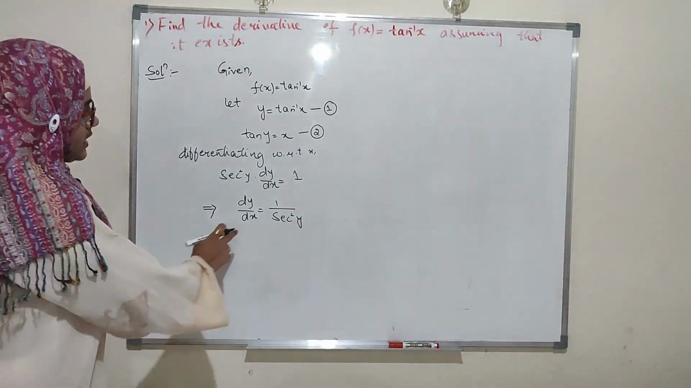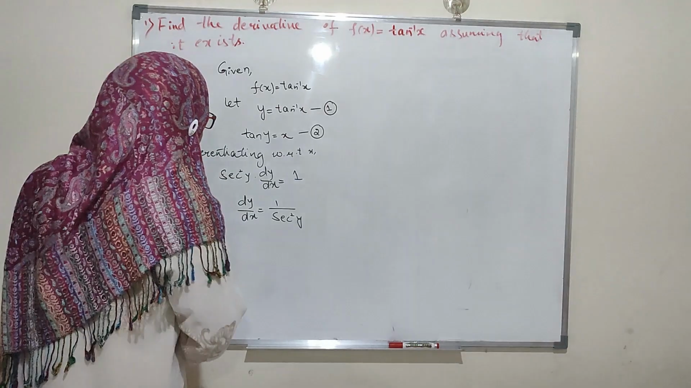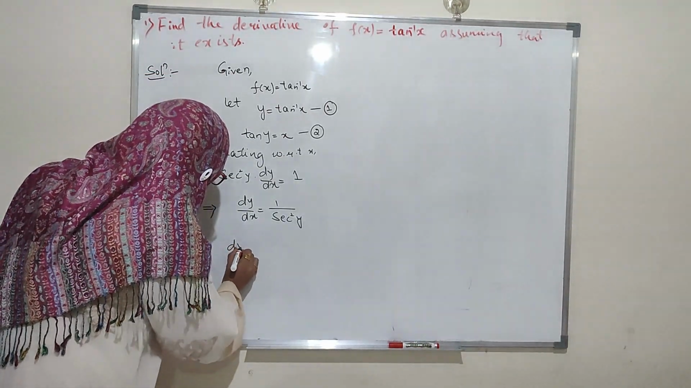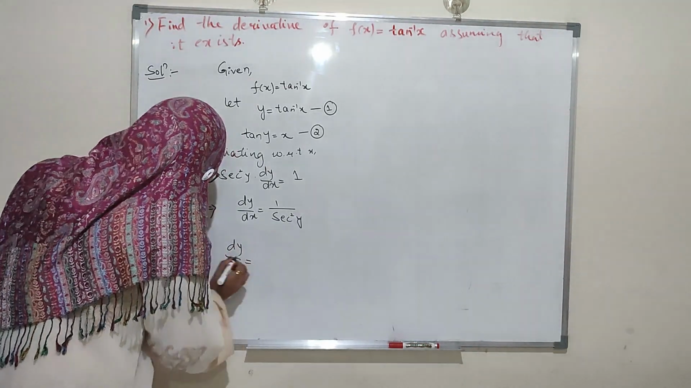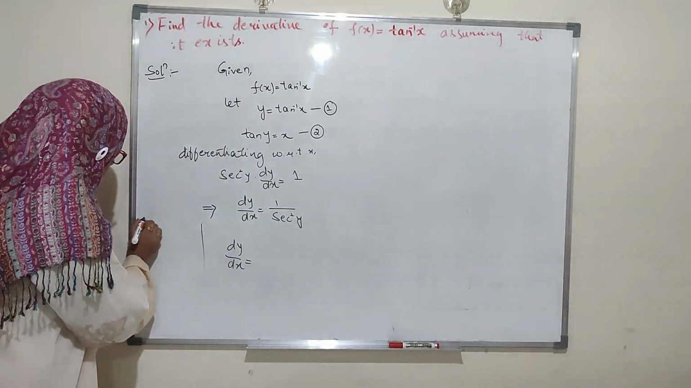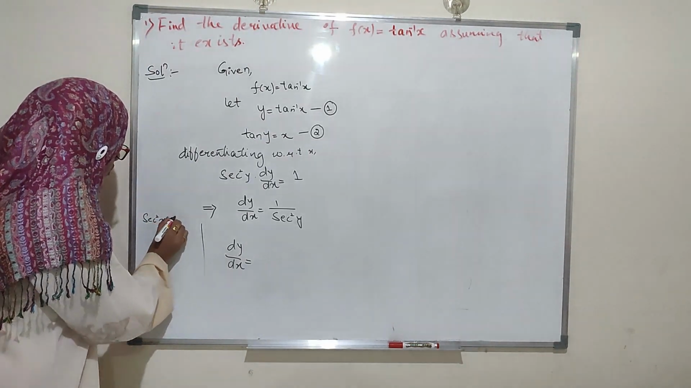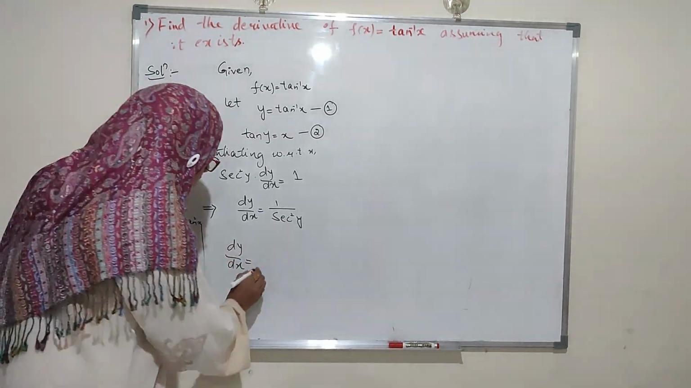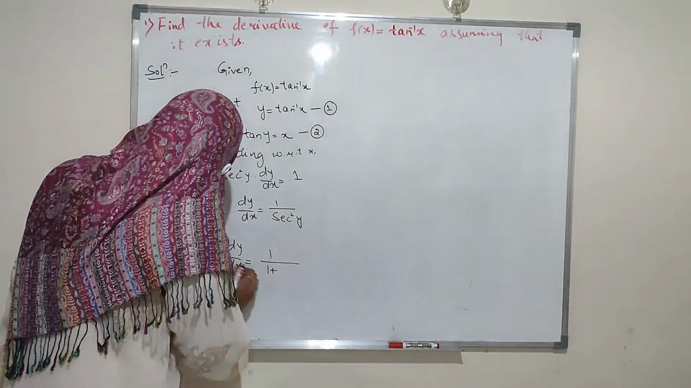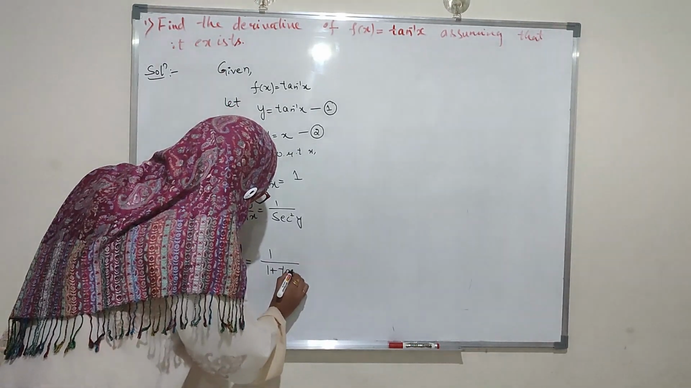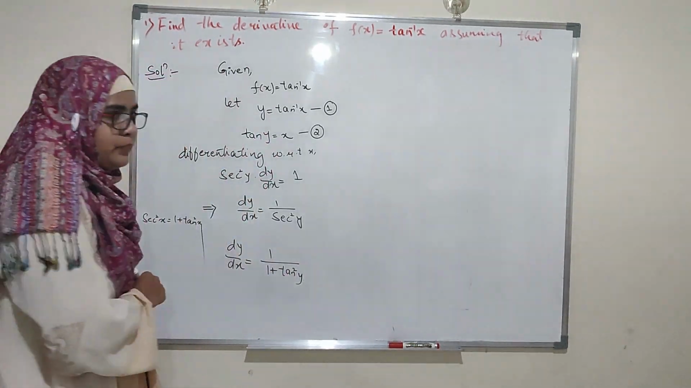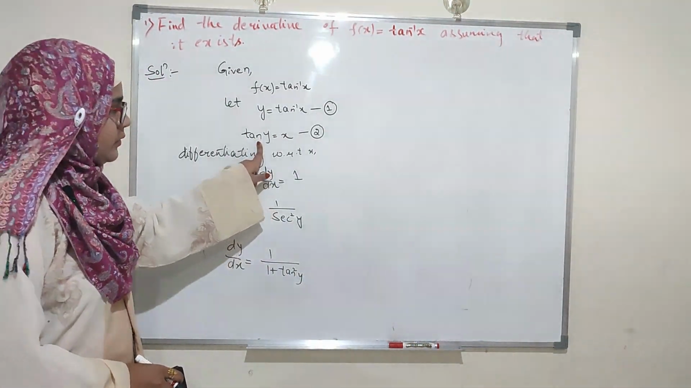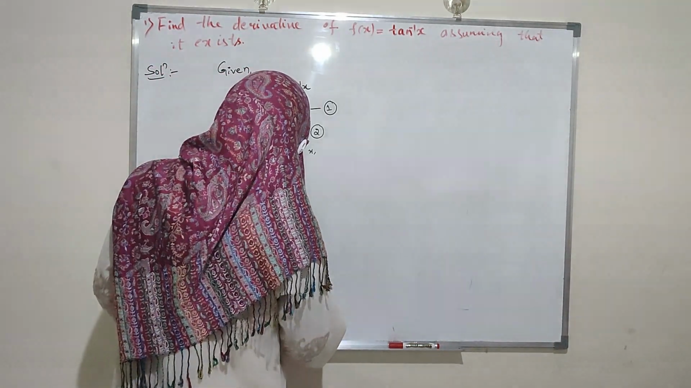Further, sec square of y can be written using one identity we know: sec square of x is 1 plus tan square of x. By using that identity, dy by dx is equal to 1 divided by 1 plus tan square of y. But we have written tan y as x. Name this one as equation 3.